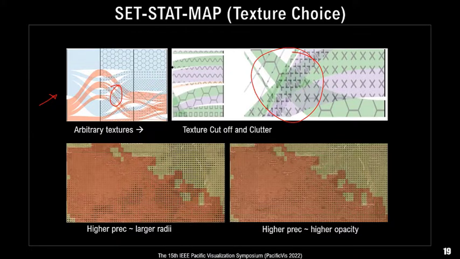But even with simpler textures, we need to be careful. On the left, you can see that higher precipitation is mapped to larger radii, and on the right, higher precipitation is mapped to higher opacity. Now, although here you can see the contour boundary or the high precipitation region quite well, it is very hard to distinguish the differences between opacities on the right picture.